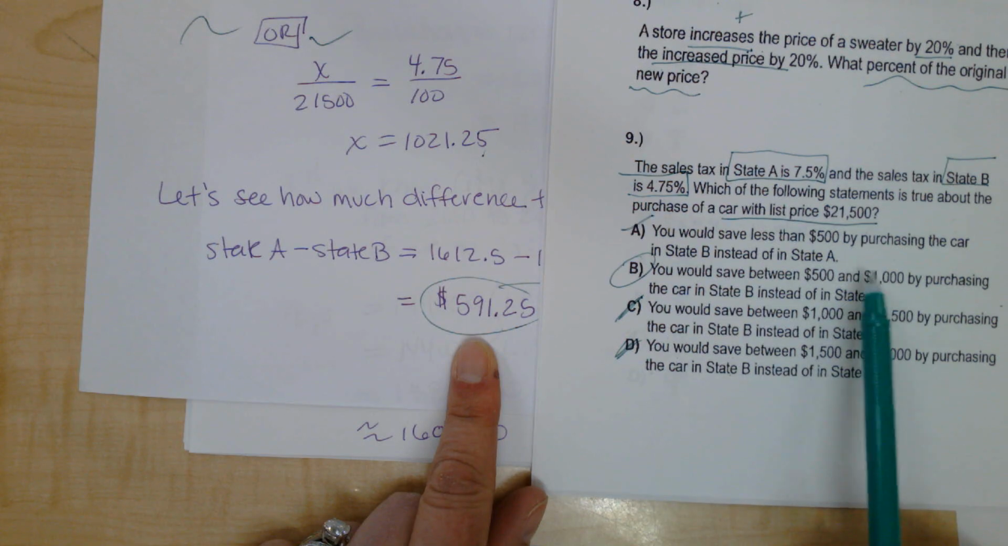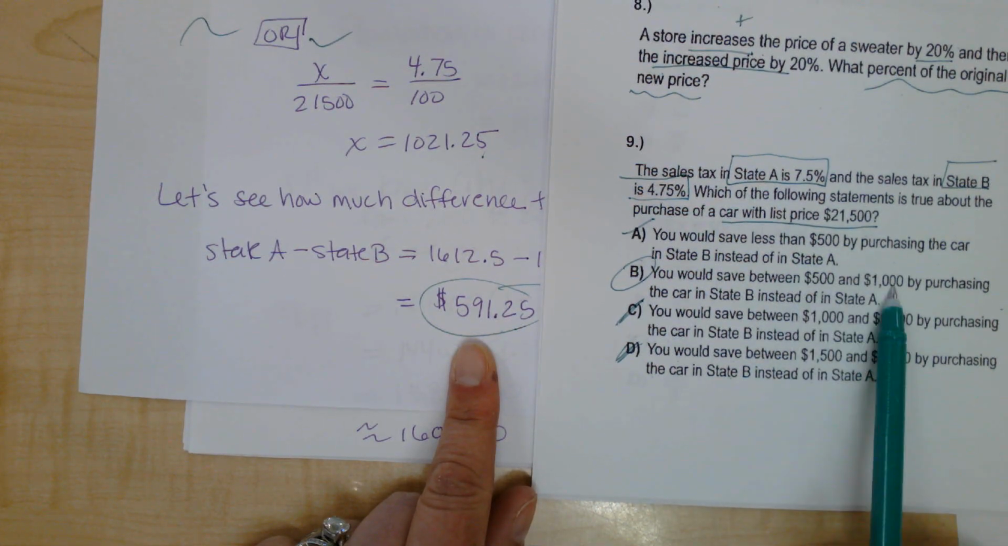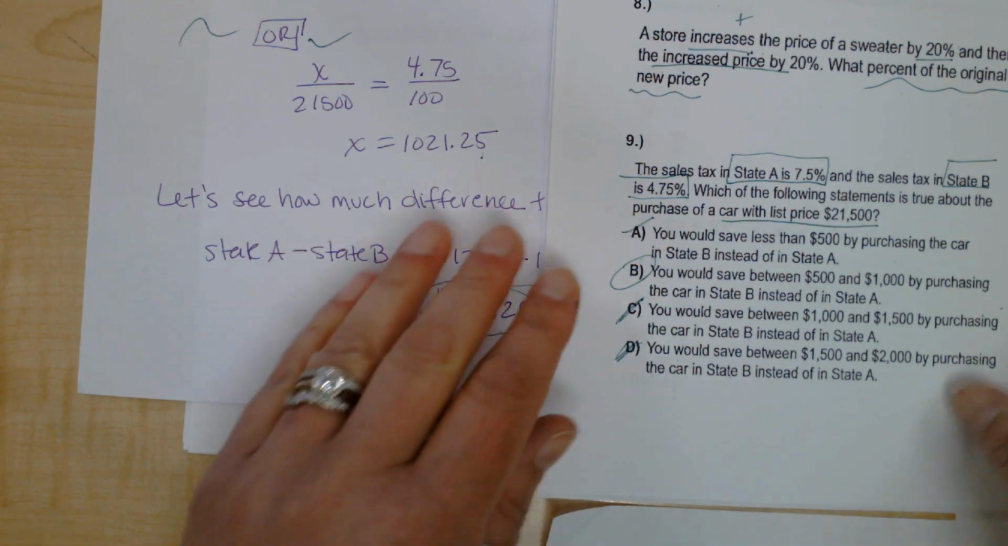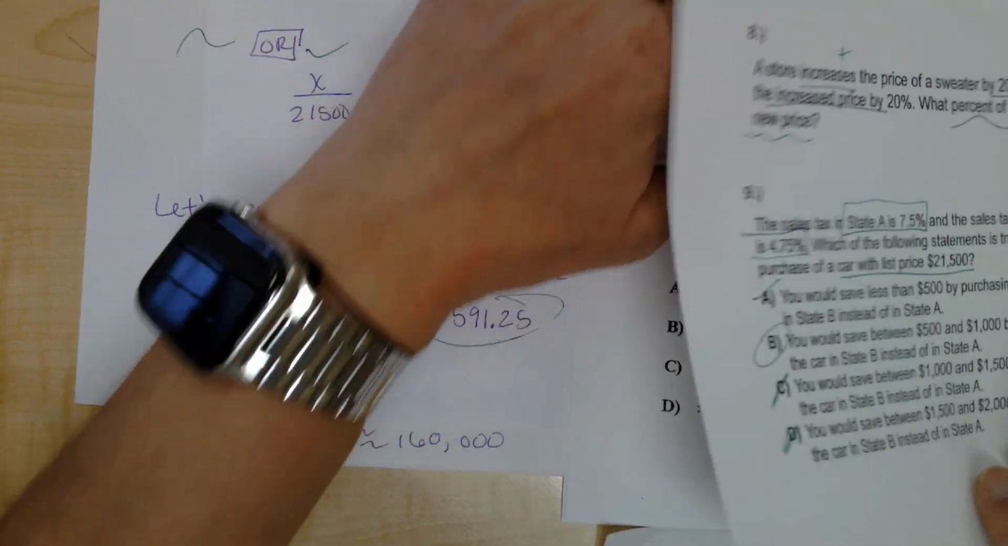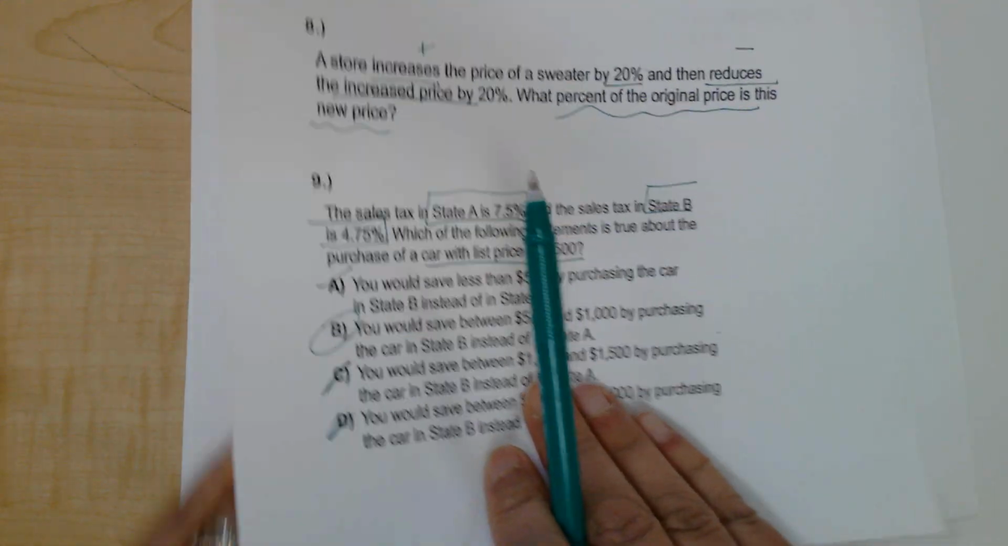$591.25 does fall between 500 and 1,000. Getting tongue-tied here. All of the words. Okay. And let's do the last one. Number 10.